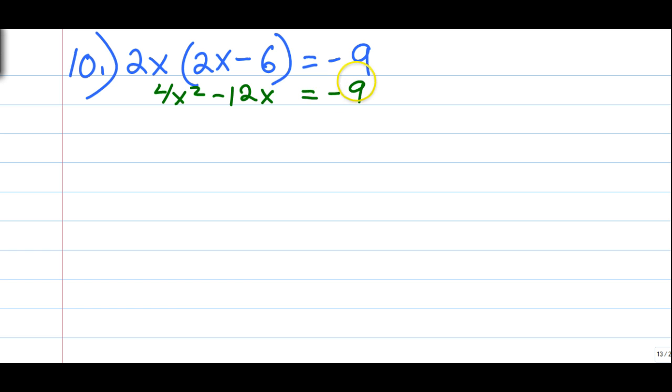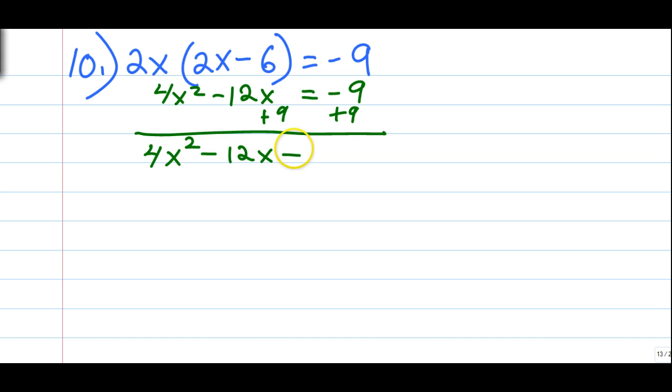Now I'll bring this 9 over to the other side to create my trinomial. So I'll add a 9 to both sides, plus 9, plus 9. Because the 9 is not alike with either of the terms that already exist, I'll just simply write out the trinomial. I have 4x to the second power minus 12x plus 9.